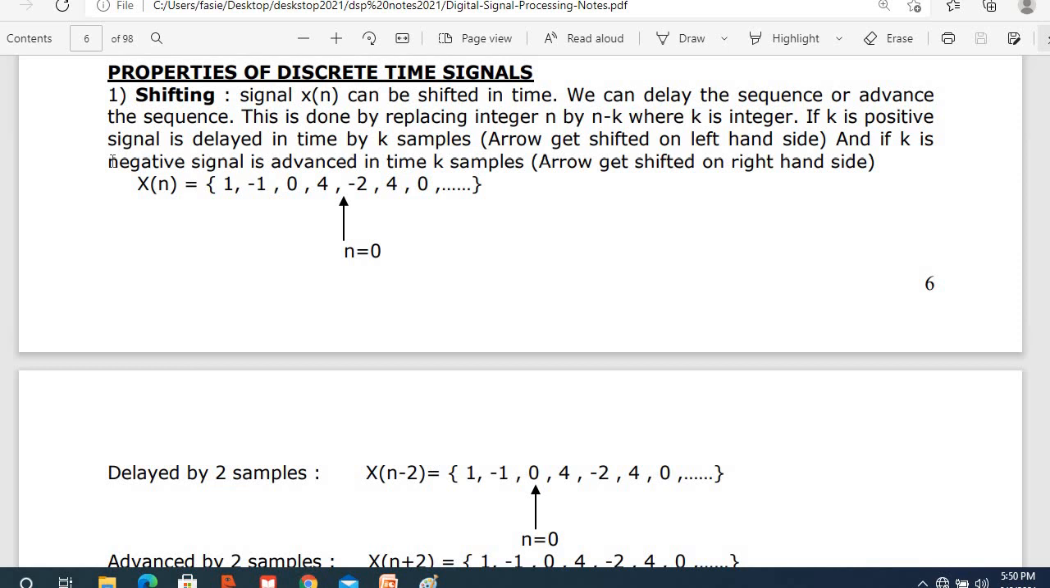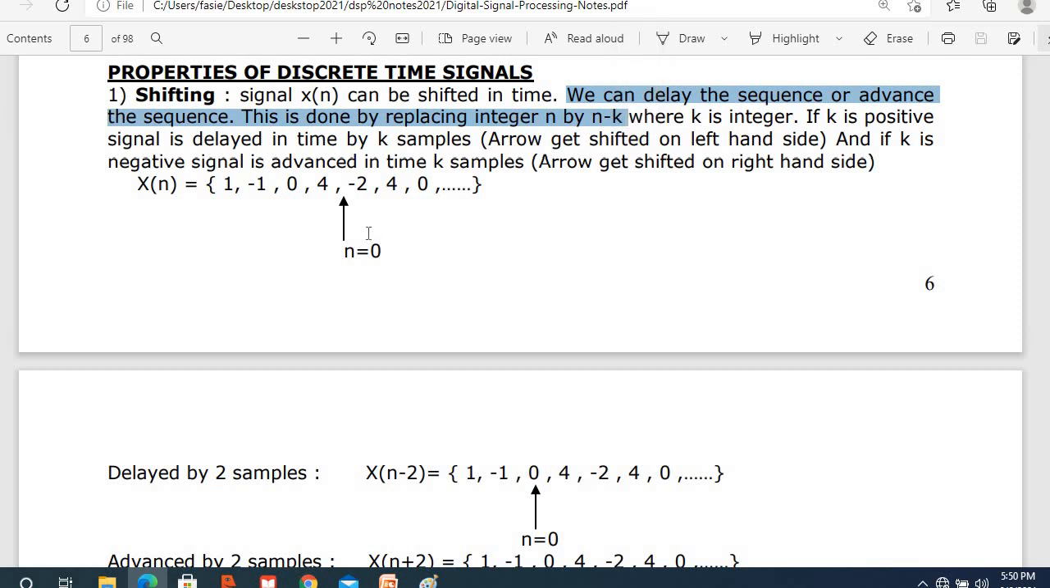So student, next concept is about properties of discrete time signal. First property we are learning about is the shifting property. How do we design a shifting property? For that I am assuming my signal is x of n, which can be shifted in the time domain. In that, I am shifting it to the n minus k position.